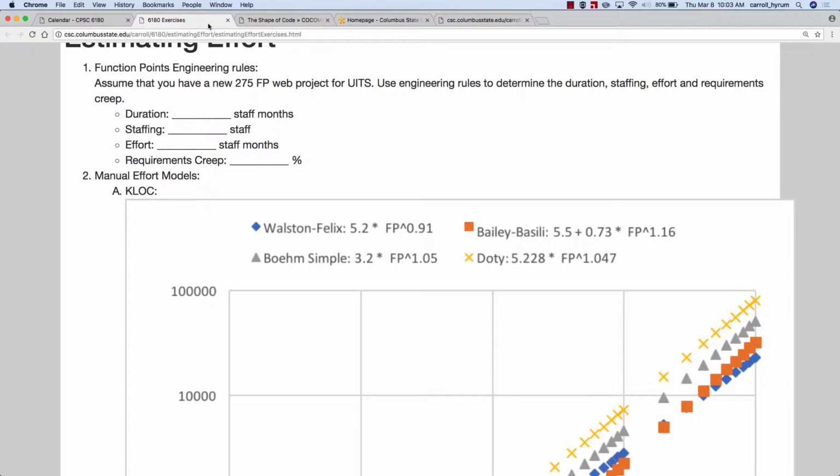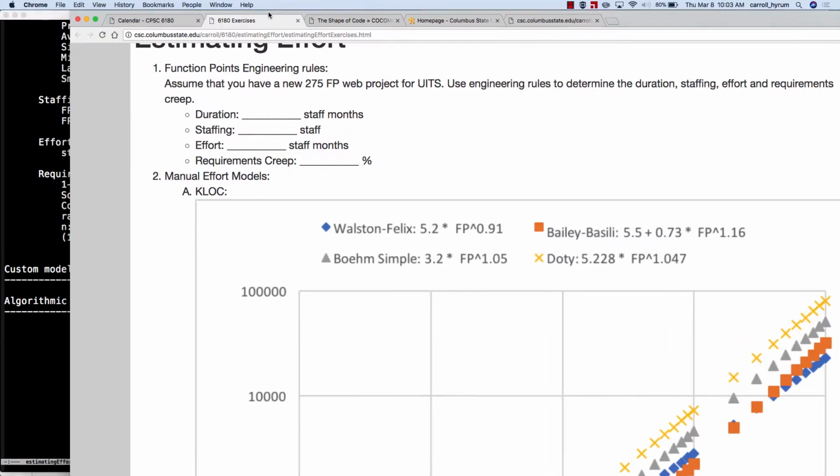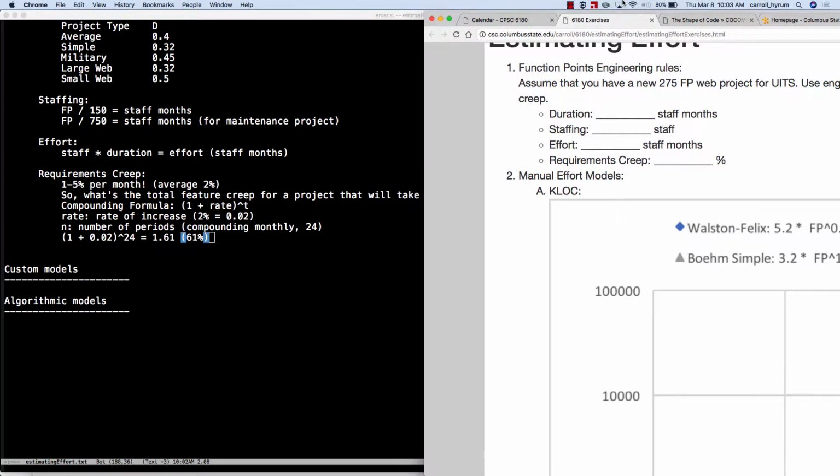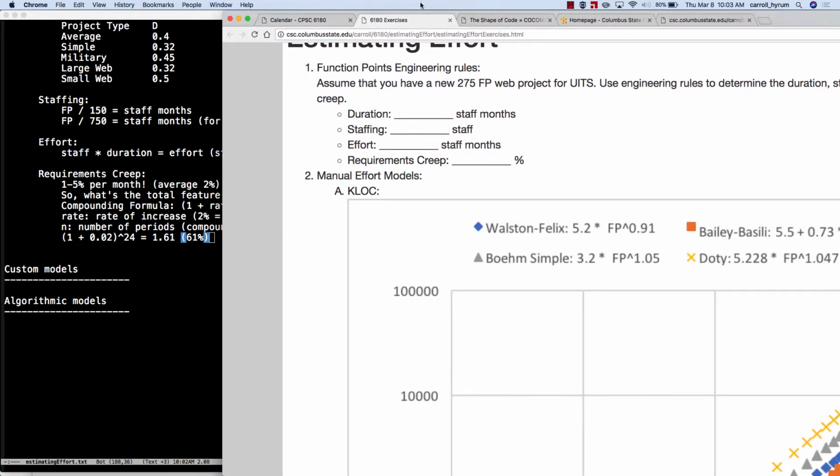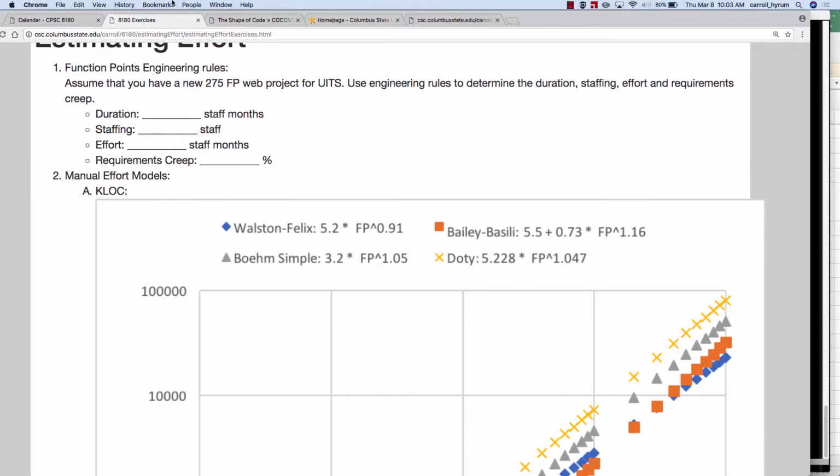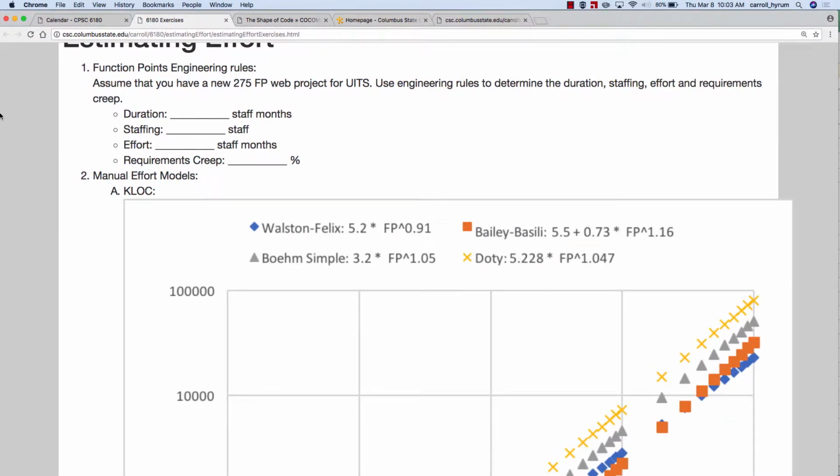Let's do this. Let's pull this up on the screen. I know a better idea. Let's change the width.